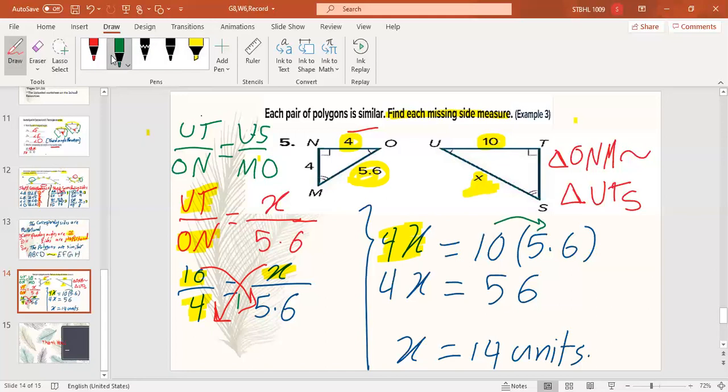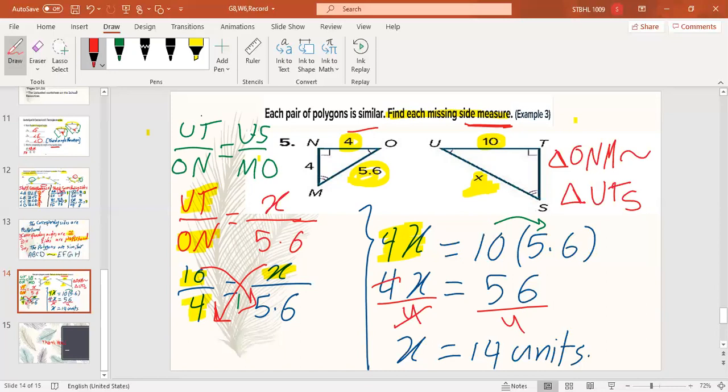And now we need to solve this equation. To isolate X, we'll divide both sides by 4. Cancel 4 with 4. And here we will divide by 4. When you divide 56 by 4, we will get 14. So the length of the missing side is X equals 14 units.